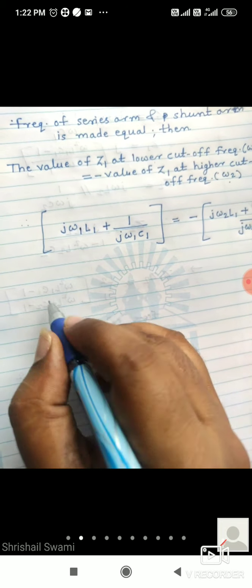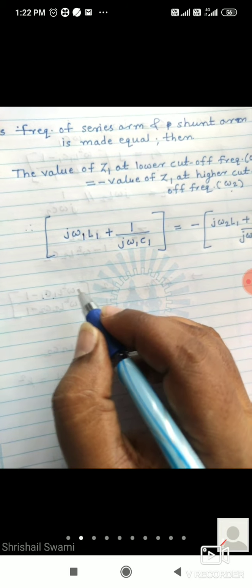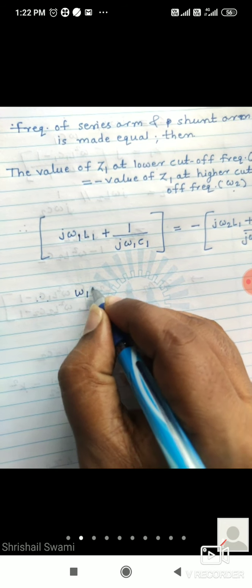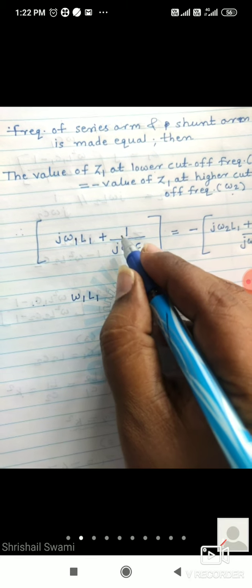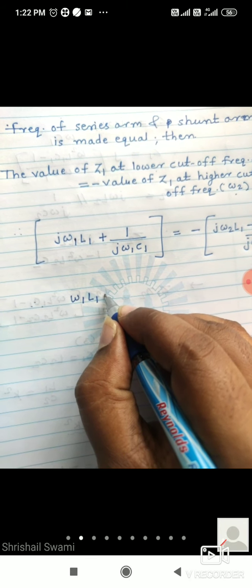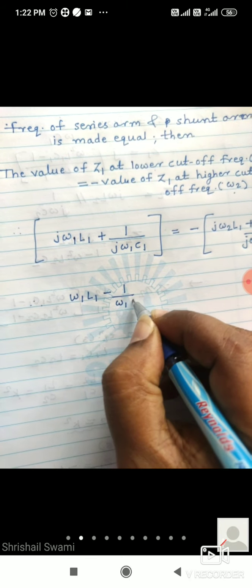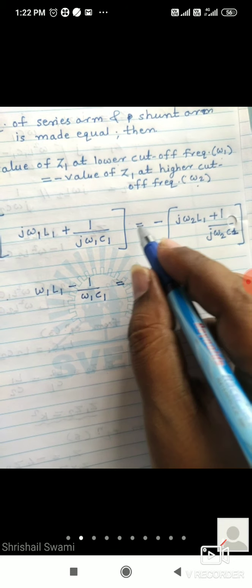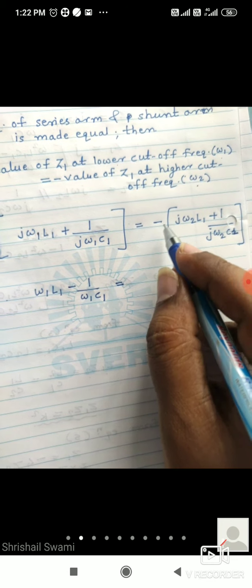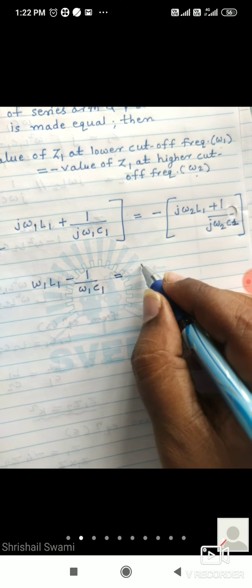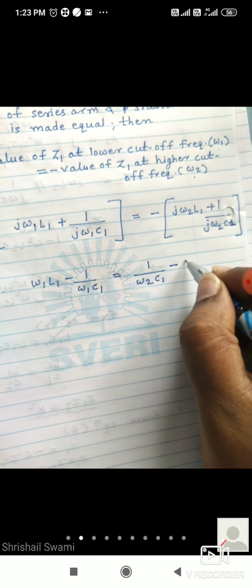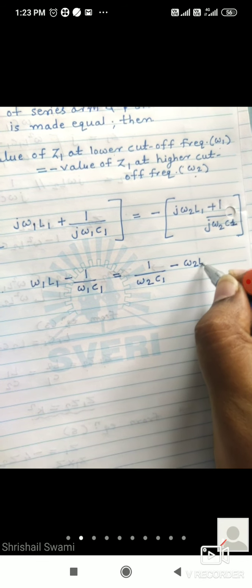Now next, take the common as a J. If you are taking the common as a J, what is remaining? Omega 1 L1. Then after taking J common here, what will happen? Here minus 1 upon omega 1 C1 is equal to... what will remain here? Take this J common here also, and after cancelling the negative and so on, here 1 upon omega 2 C1, and here minus omega 2 into L1.